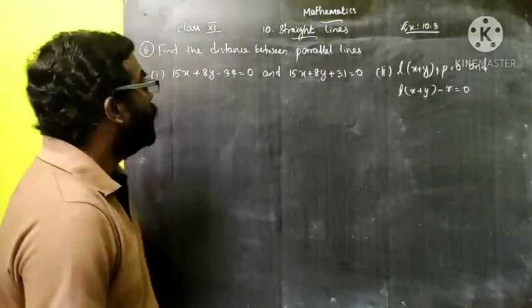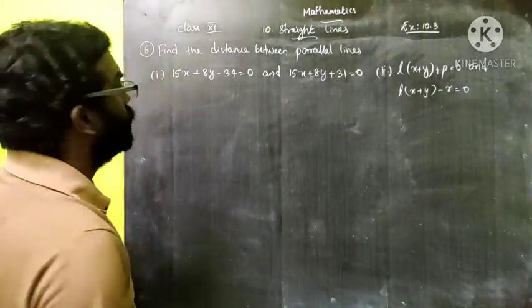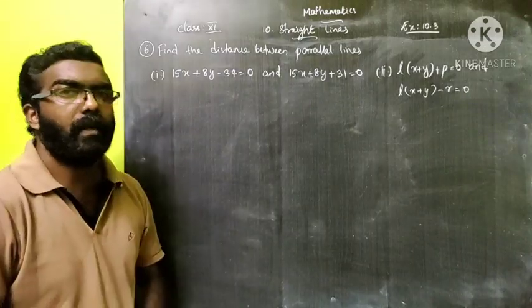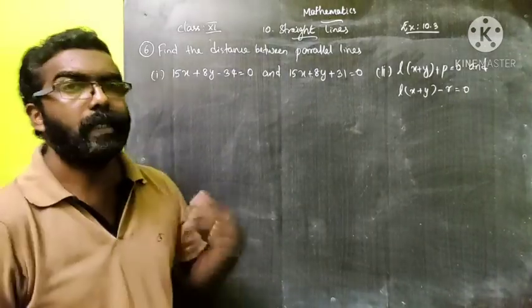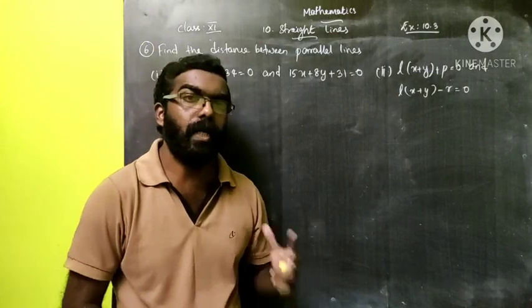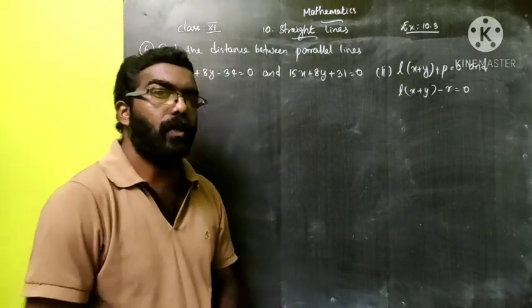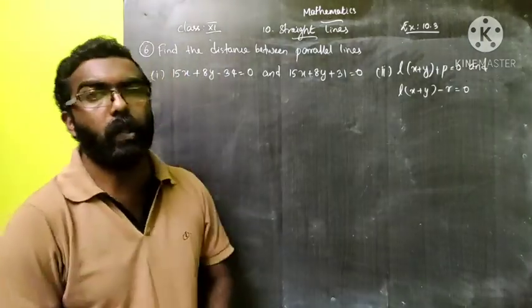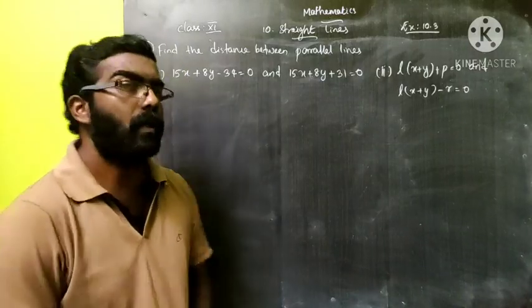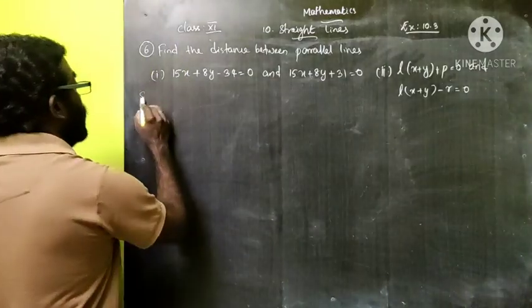Next one is find the distance between parallel lines. Pair of lines are given, parallel lines are given. We have to find the distance between them. We have the formula d is equal to modulus of c1 minus c2 divided by root a square plus b square. Okay. Let us take the first one.